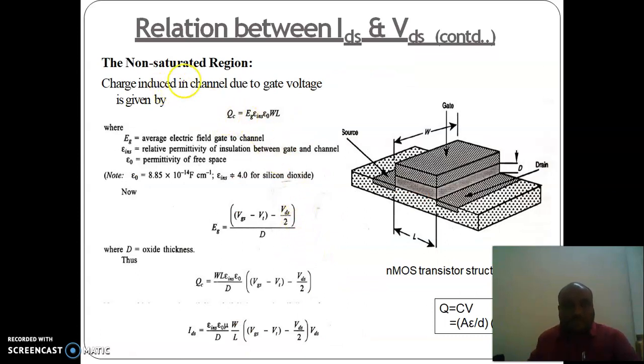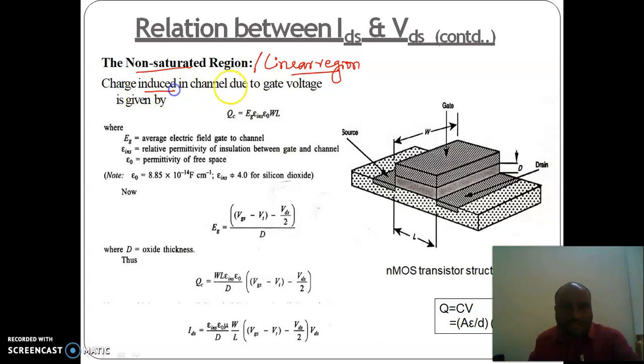In the non-saturated region, we derive the current equation in two regions: one is the non-saturated region and the other is the saturated region. The non-saturated region is also known as the linear region. What is meant by this non-saturated or linear region, we have done in our previous topic.